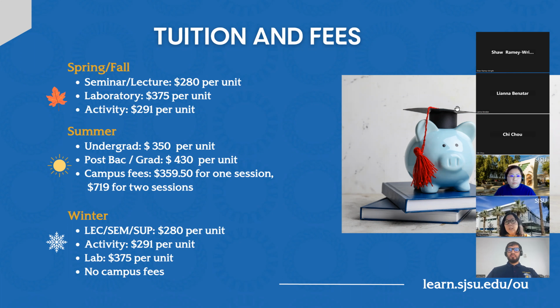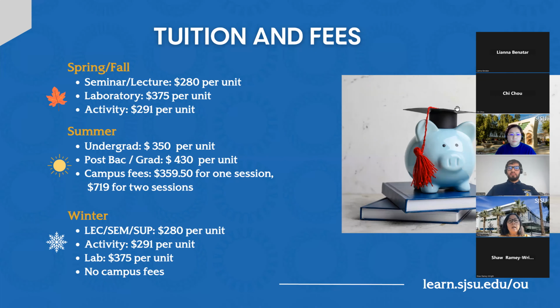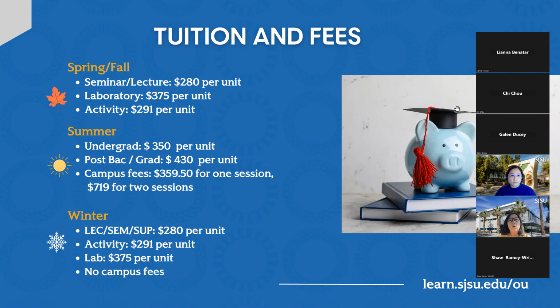The second question about FAFSA and financial aid: for spring, fall, and winter, there will be no financial aid, but for summer, there are limited Pell Grants, but you have to contact the financial aid office in order to check for the amount and whether you are eligible for the grant. But for the majority of them, I don't think that Open University students will be qualified for any financial aid in any of these sessions.